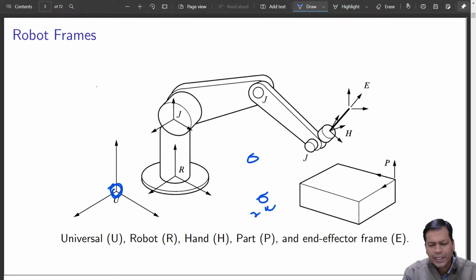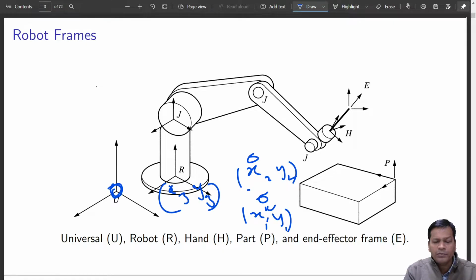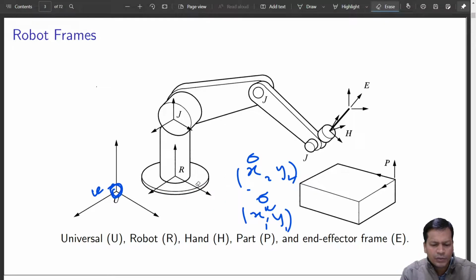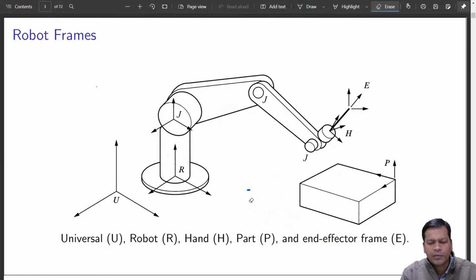Yes, this is at xy position x1, y1. This is at x2, y2. This is at x3, y3, and so on and so forth. So you may have multiple robots all represented on this frame that is known as the universal frame. But when we talk about just one robot, this may not be required. You can talk directly in terms of the robot base itself, where it is mounted.